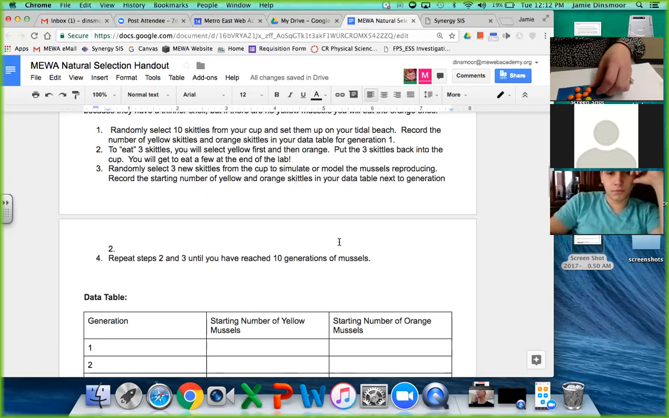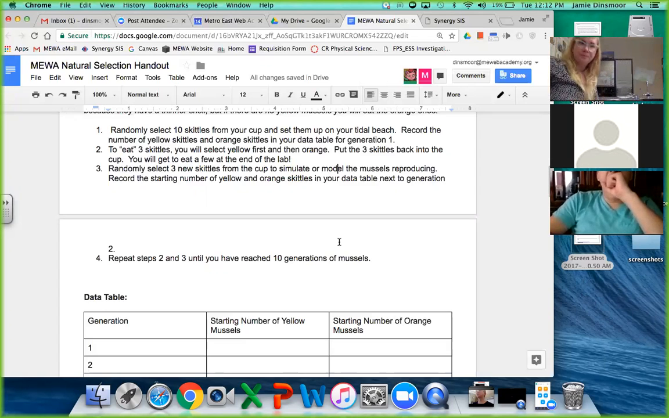And I ended with 9 orange and 1 yellow. Okay, so this is a pretty simplistic model of natural selection. I'm just wrapping up this part of the lab and explaining what you guys are going to do at home while we get our average data.